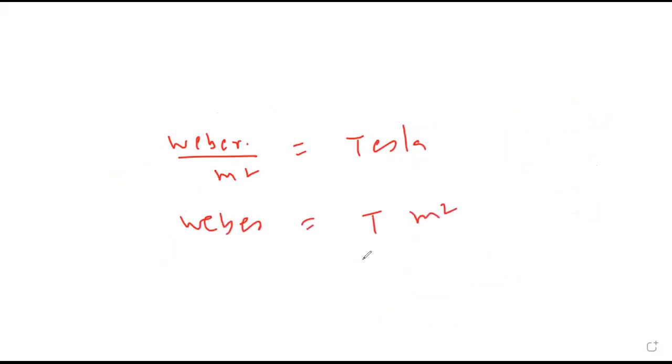What is SI unit of magnetic flux? Weber. Weber, okay. Weber is Tesla meter square. Per meter square is called Tesla. So our Weber means what? Tesla meter square, correct? That is option A.